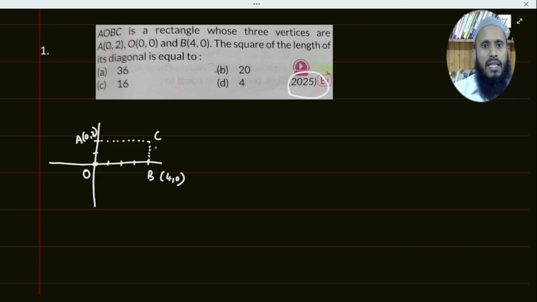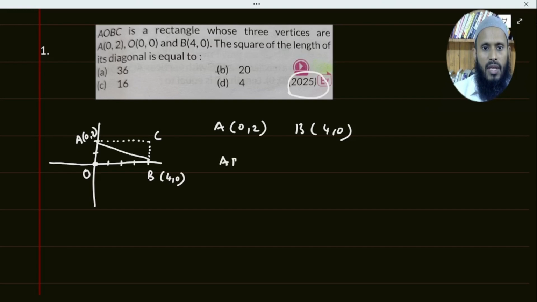Now they are asking to find the square of the length of its diagonal. We know that in a rectangle both the diagonals are of equal lengths, so it's enough for me to calculate the length of any one diagonal. So I'm trying to calculate the length of the diagonal AB, for which I know the coordinates: A is (0, 2) and B is (4, 0).